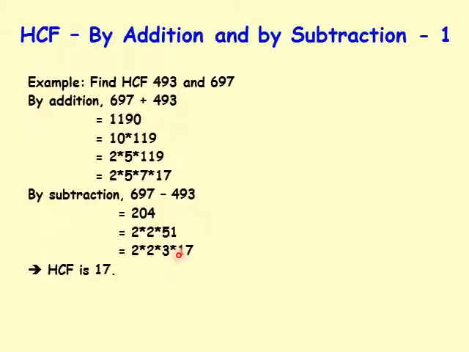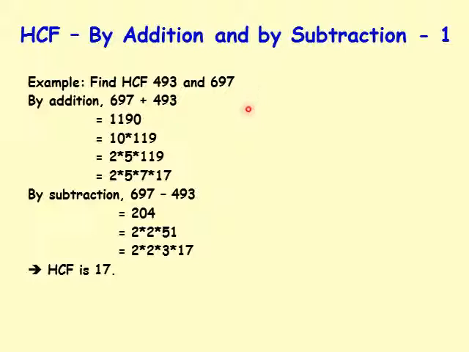So that means 119 has factors 2 times 5 times 7 times 17, and this 204 has factors 2 times 2 times 3 times 17. If you look carefully here, 17 is common to both, and 2 is common to both. But neither 493 nor 697 is an even number, so 2 cannot be a common factor, but 17 is. So 17 is a common factor of 493 and 697.